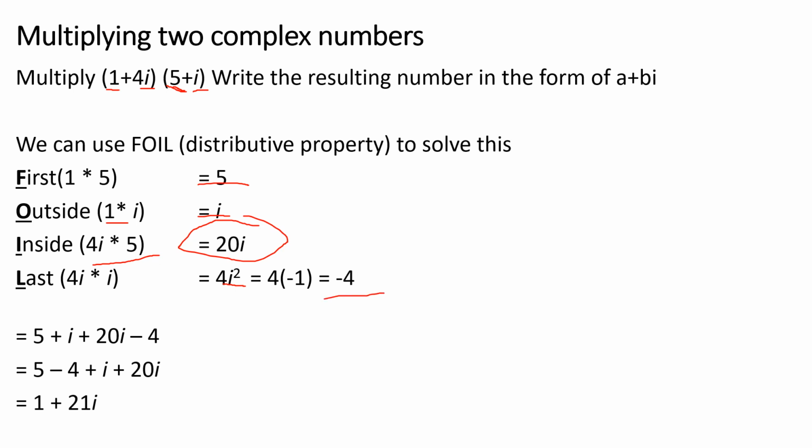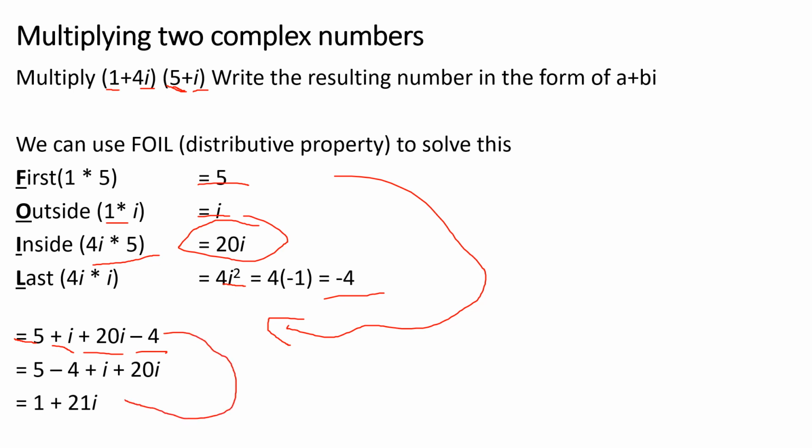Now I'm going to rewrite here. I'm going to write my answers down here, in order of my FOIL outcome: 5 plus i plus 20i minus 4. And like I said, I like putting the real numbers together, and then putting the complex numbers together. So it's 5 minus 4, which is 1. And then my i plus 20i is 21i.